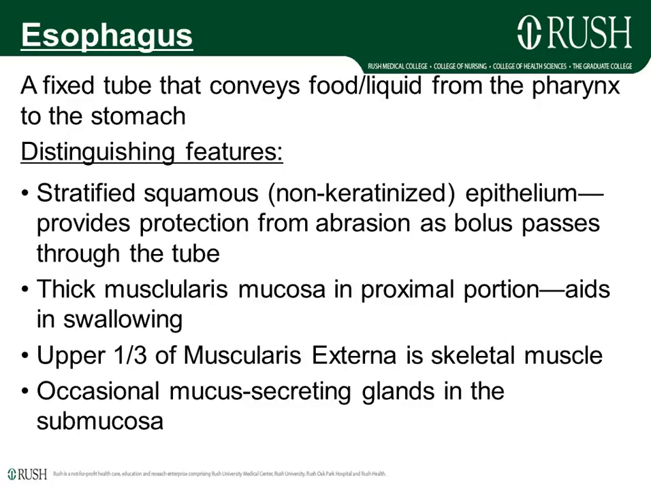It has a very thick muscularis mucosa, which aids in swallowing. The upper third of the muscularis externa is skeletal muscle because swallowing is a voluntary process. The skeletal muscle gradually transitions to all smooth muscle in more distal portions of the esophagus. The esophagus also may contain some mucus-secreting glands in the submucosa, which help to move the bolus of food freely throughout the tube.